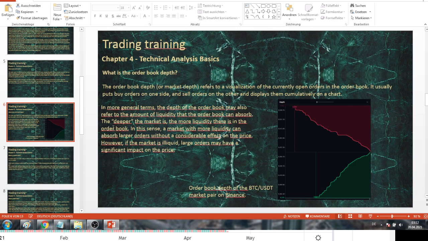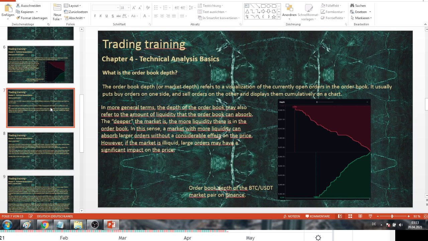We have here, what is an order book diff? The order book diff, a market diff, refers to a visualization of current open orders in the order book. It usually puts buy orders on one side and sell orders on the other side, and displays them cumulatively on a chart. That means you have here selling orders and buy orders. Then you can see what the difference is, if the market is going to the selling or buying area.